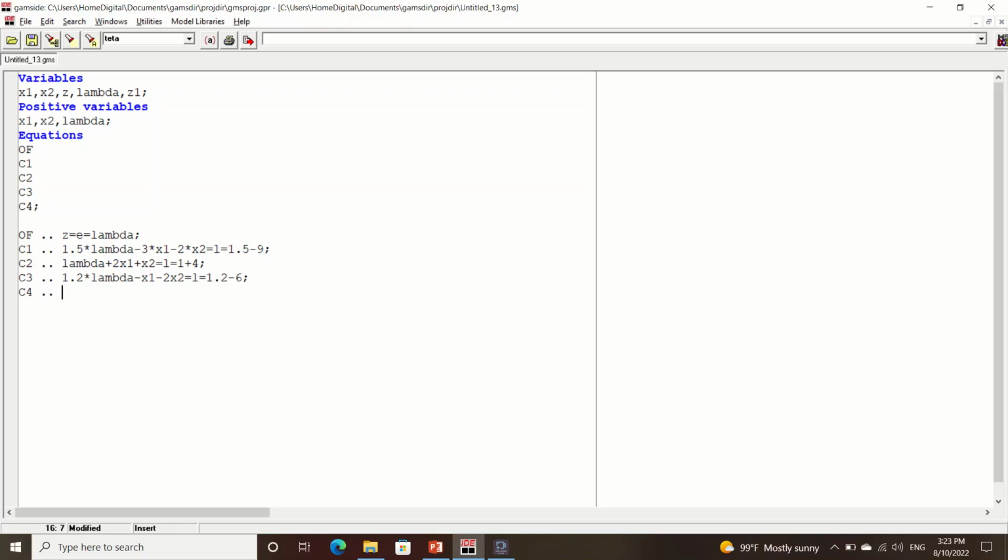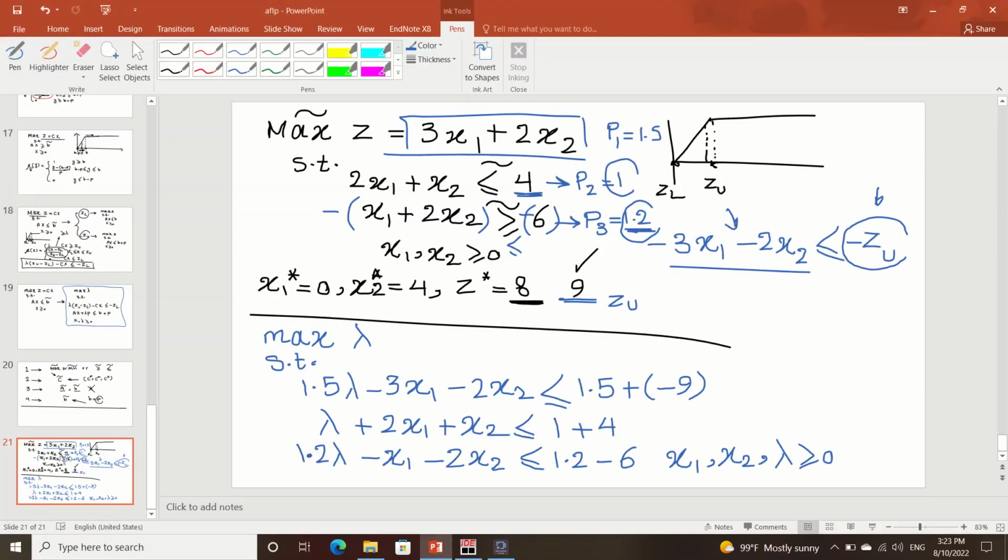So for writing this part, in the first place we must define the variable for the left hand side of the equation. Z1 is equal to the main 3x1 plus 2x2, as you see.